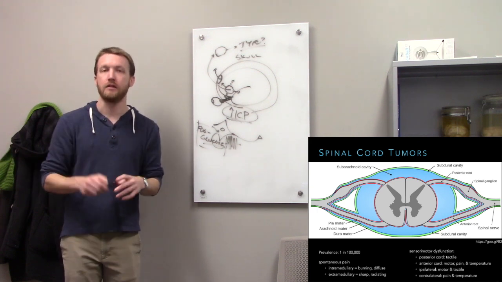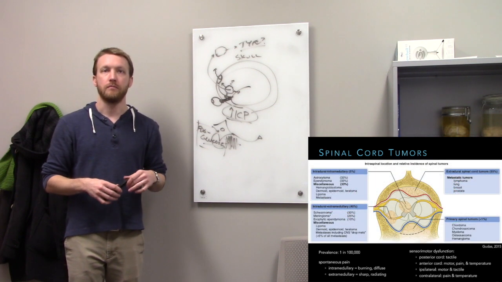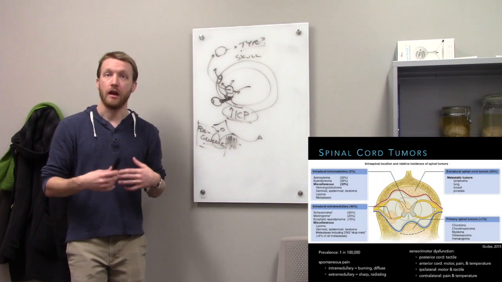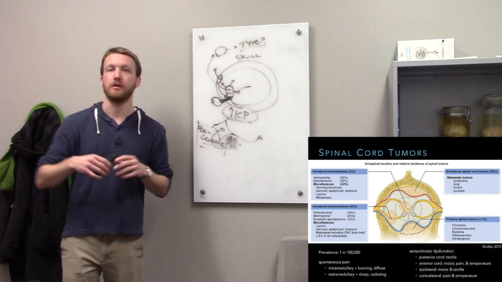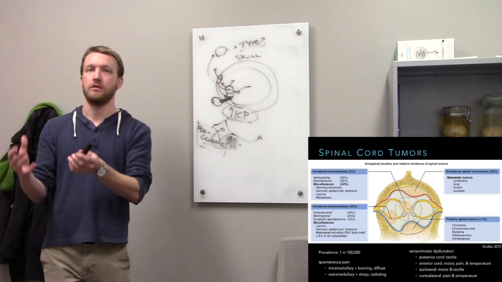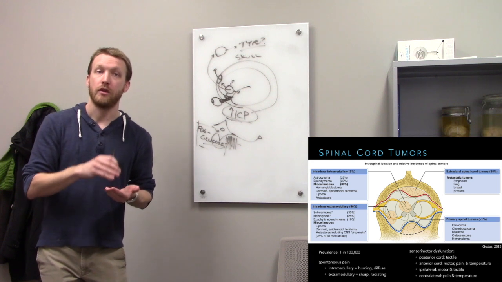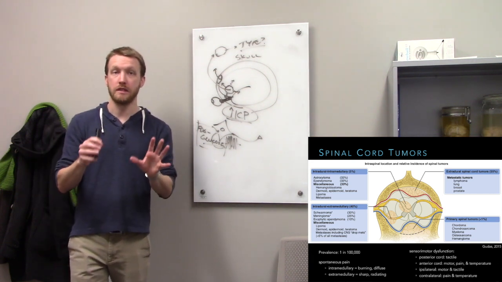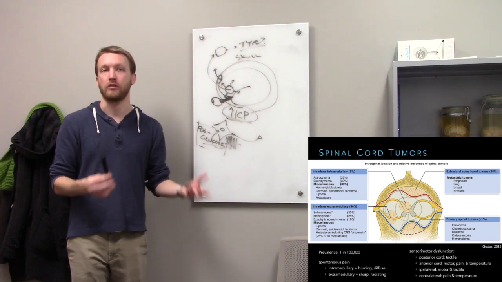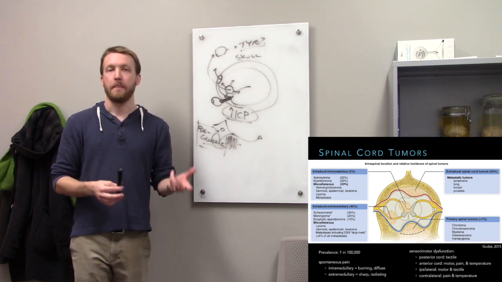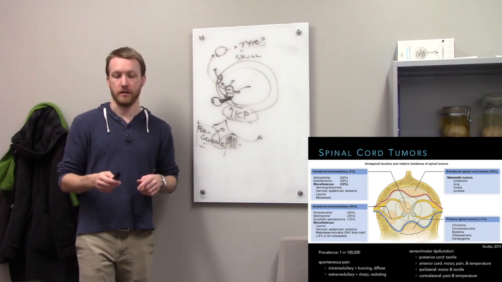Now we can subdivide it a little bit further here, and we can see that most commonly what we have are extradural, or outside the dura, so of course those are extramedullary as well. So extradural tumors are going to be the most common, followed by intradural extramedullary. So most of the time you're going to see extramedullary tumors outside the actual spinal cord tissue. It's a rarer event to have it within the spinal cord itself.